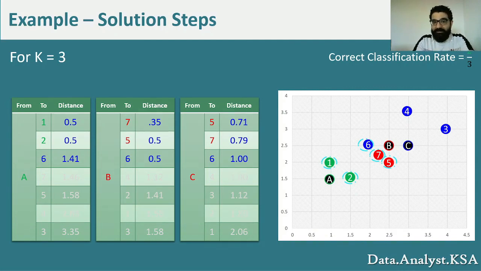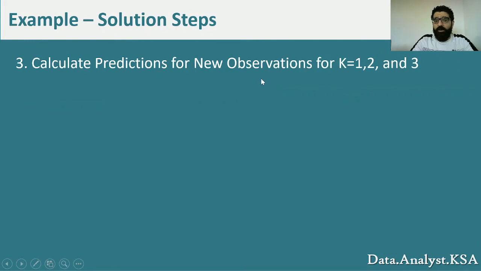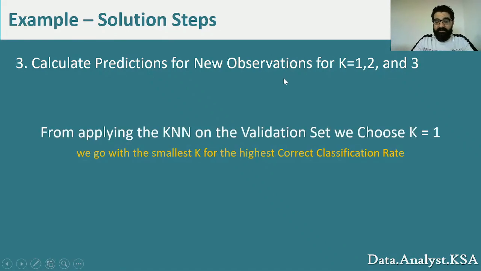So when we get ties, our algorithm will just randomly choose. So sometimes it could choose the correct value, but sometimes it could choose the wrong value. So what we will do is, as statisticians, we always prefer the simplest model. So we will use k equal 1. It's the smallest k that was giving us the correct classification rate desired. So from applying k and n on the validation set, we choose k equal 1. Basically, we're going with the smallest k for the highest classification rate.